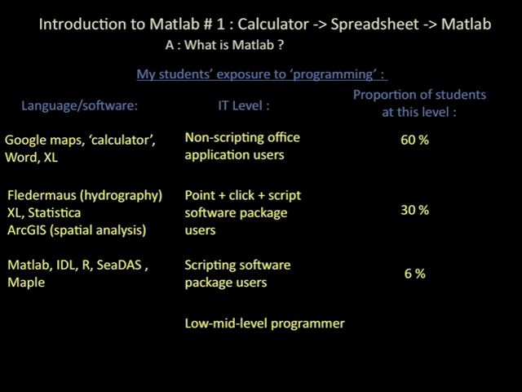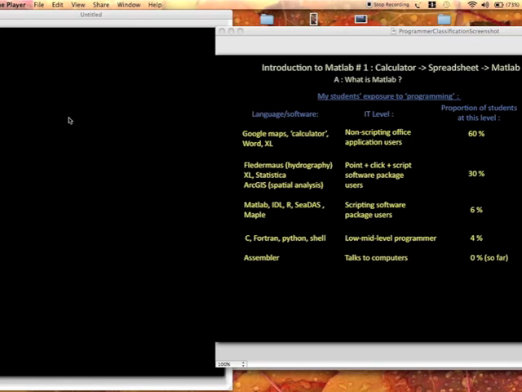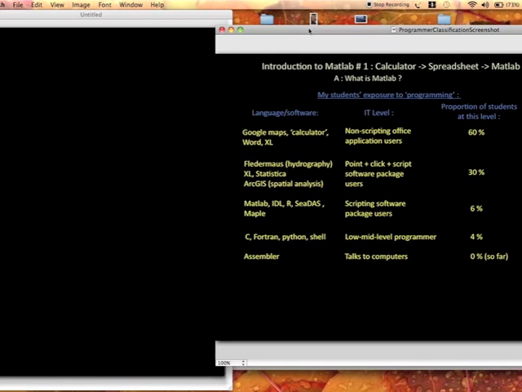And we'll nudge down to the low to mid-level programming, and that's languages like C and C++, Fortran, heavily used for modeling, and Python and the shell scripts. And possibly as many as 4% of my students come in here, which leaves no students yet at the very low level where they speak zeros and ones. So let's just have a look at a few examples very quickly.